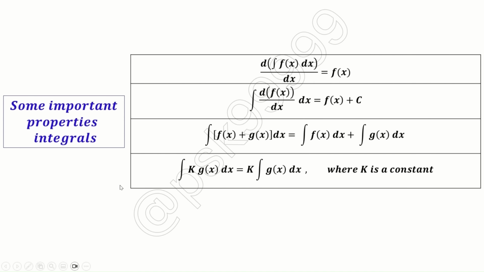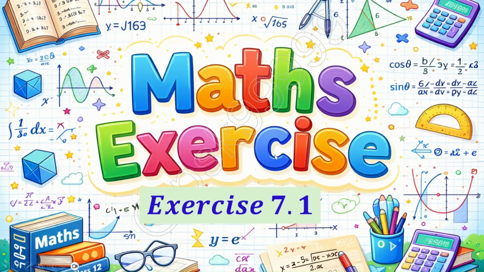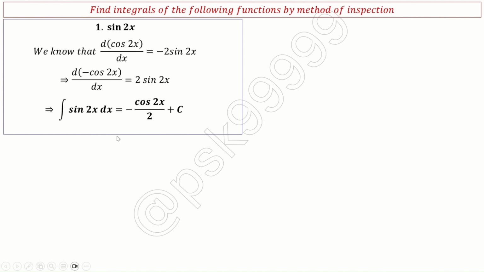So the first exercise, exercise 1, we will do only by observation, to see how you can do integration. First is sine 2x. You have to close your eyes and think: when will you get sine 2x in the differentiation? When you differentiate cos 2x, you will get sine 2x and something else also. Correct? So differentiation of cos 2x with respect to x is minus 2 sine 2x.